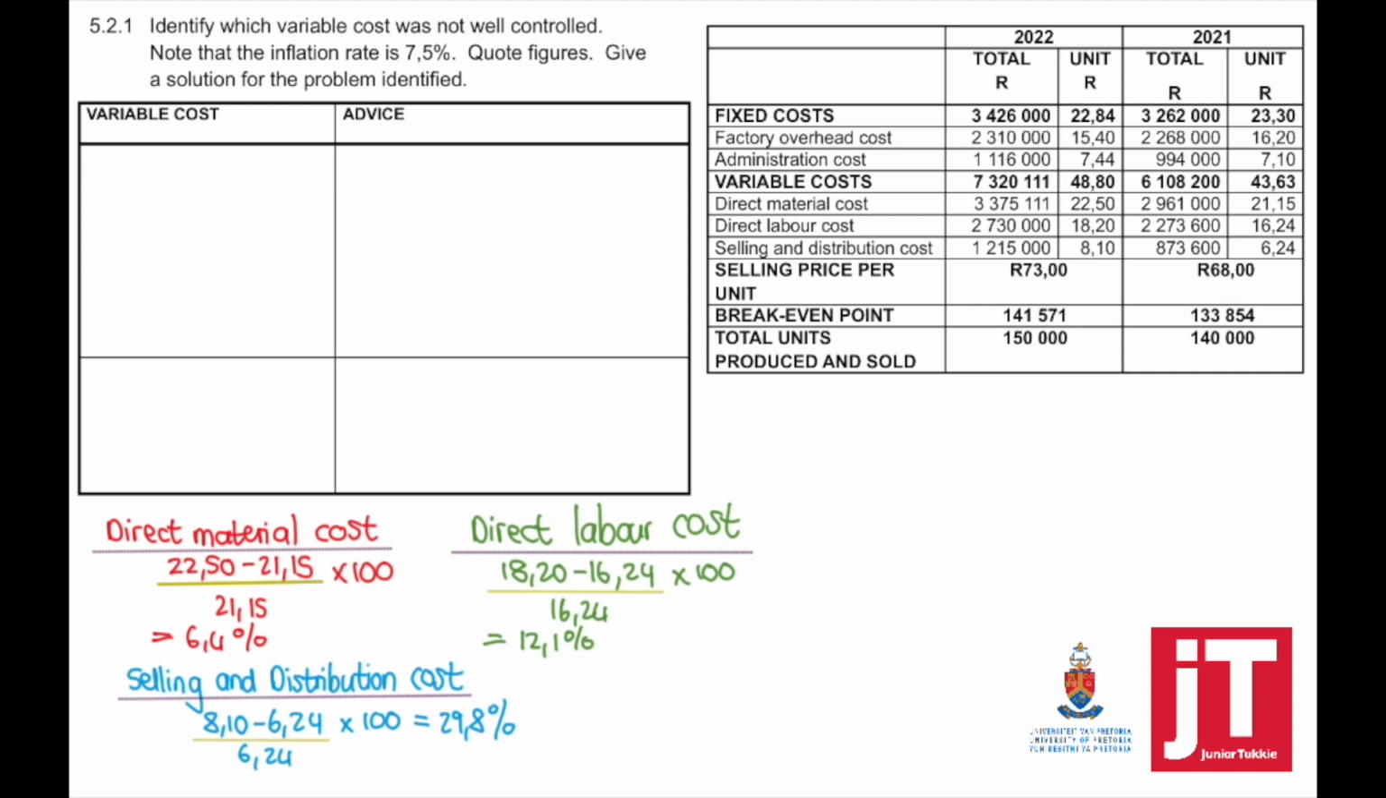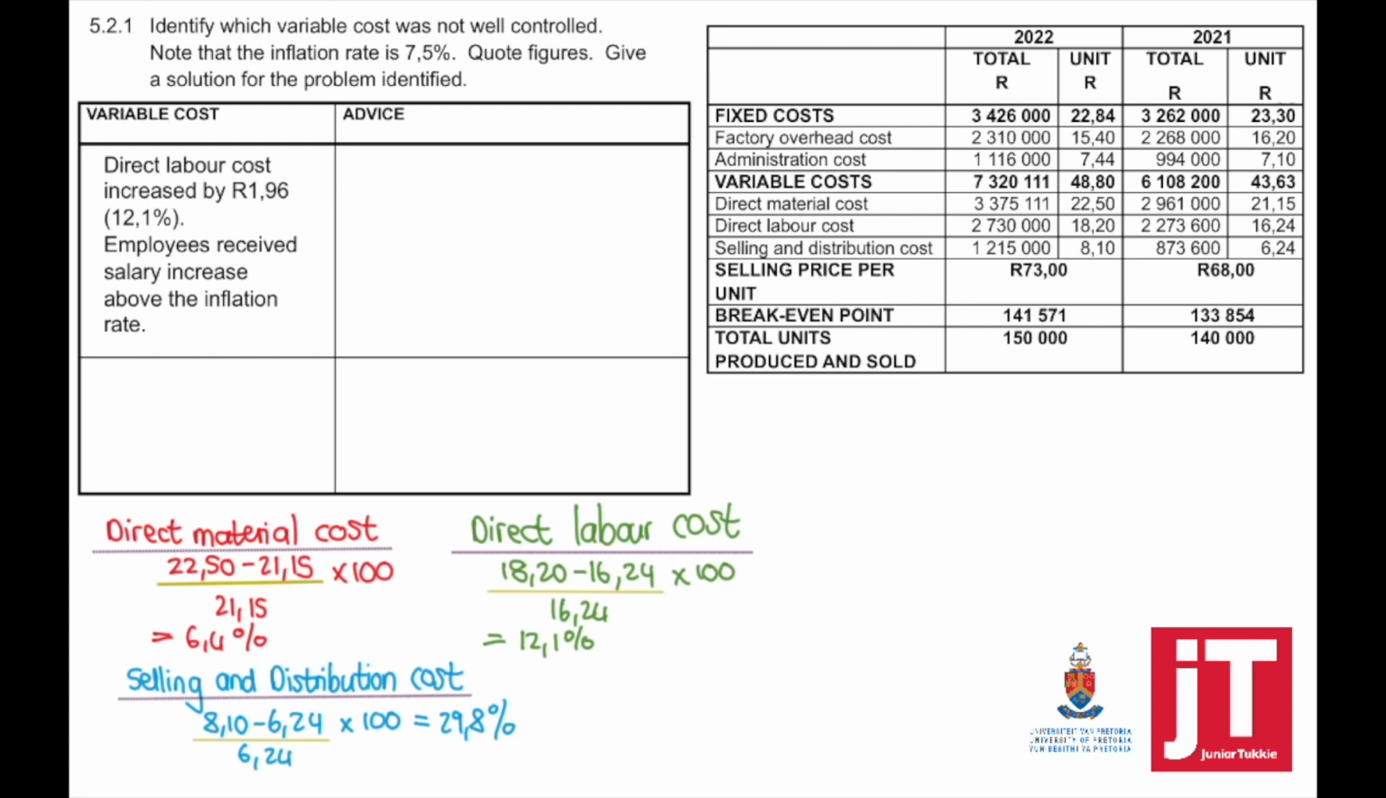So remember, the question says which ones was not well controlled. And then they specifically said there, note that the inflation rate is 7.5%. This means that looking at these options, direct material cost, direct labor cost, selling and distribution cost, considering that inflation is 7.5%, the direct material costs only increased by 6.4%, which means that we've done well to manage that cost. So the two, which is a problem, is direct labor cost and selling and distribution cost. So now you need to make sure that you quote figures.